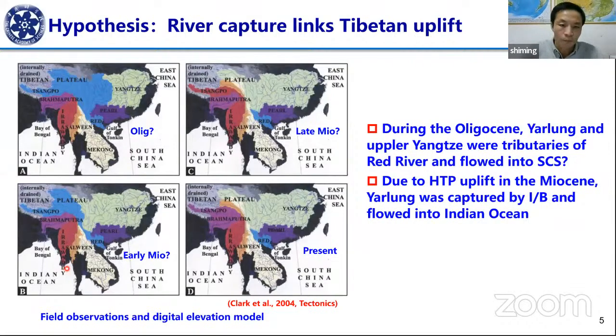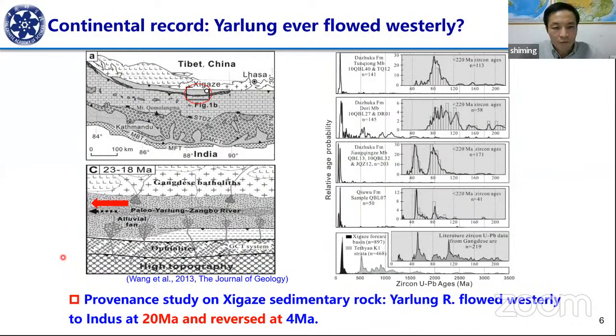more evidence. Here I will give a brief review of provenance change and river evolution based on previous studies. A provenance study on the Xigaze sedimentary rock in South Tibet shows that the Yarlung-Yangtze River once flowed westerly to the Indus River 20 million years ago, and reversed its direction to easterly 4 million years ago. So this means that the Yarlung River once flowed into the Arabian Sea.